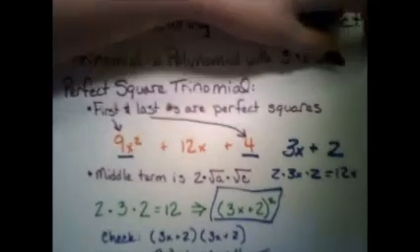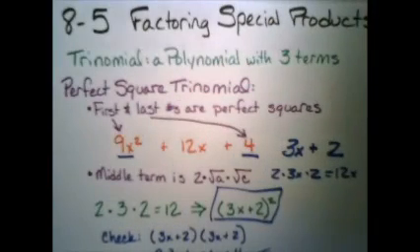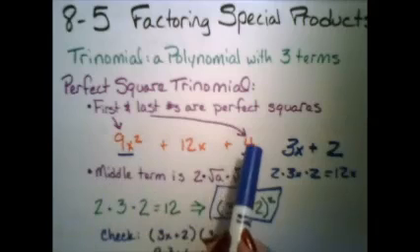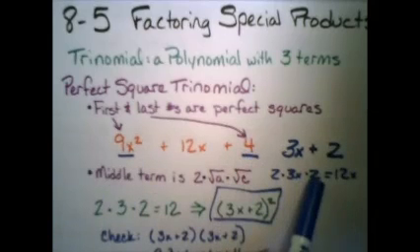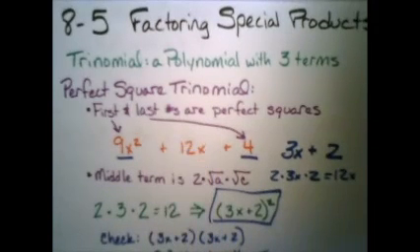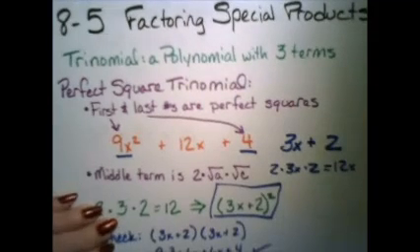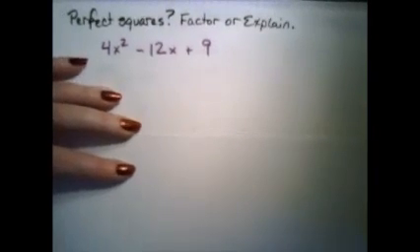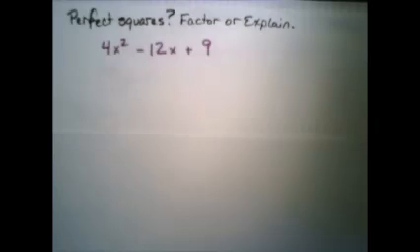So can you recognize a perfect square trinomial? And these are the rules. Square root of this, square root of this, times 2 should equal that. So let's practice that a few times. The question is, are these perfect squares? If they are, factor. And if they're not, explain why they're not.